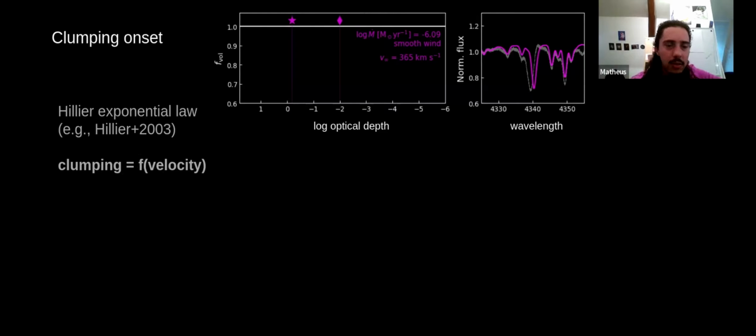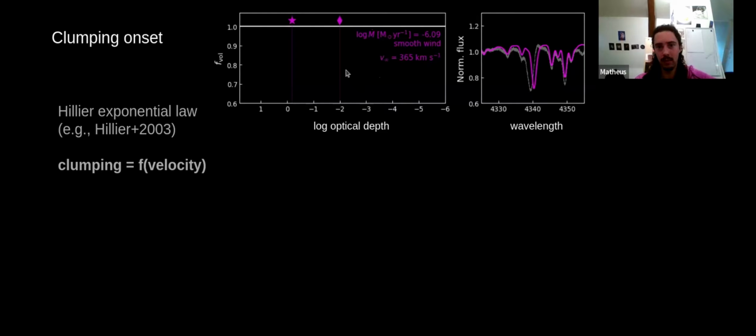And so essentially the clumping here is a function of the velocity in the wind. Here I'm showing this clumping parameter, this volume filling factor. So 1 means a completely smooth wind, and tending to 0 would be a very clumped wind, so a very inhomogeneous outflow. And here I'm showing the corresponding spectrum of this structure, and some wind properties, the mass loss rate and the terminal velocity.